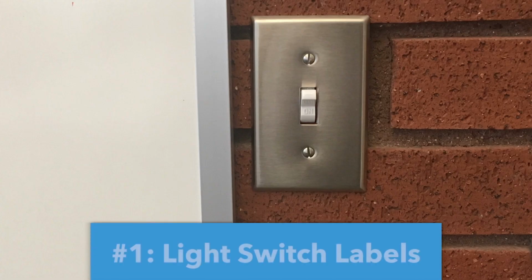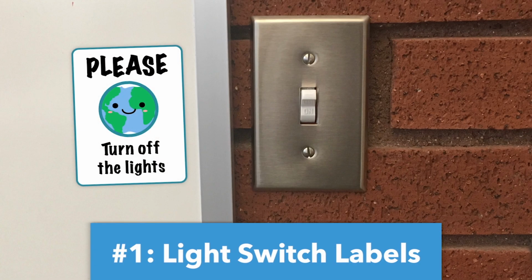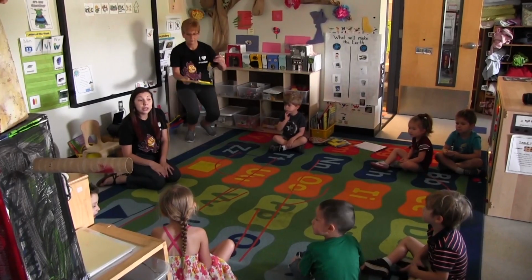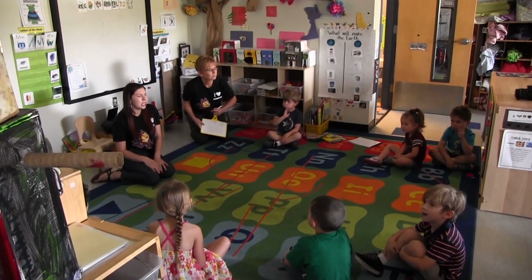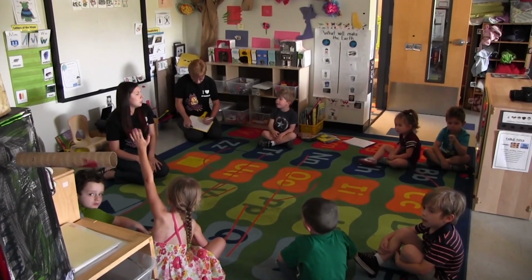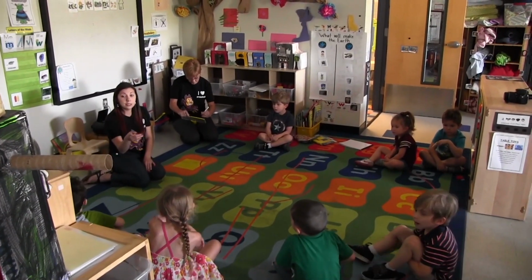It could be as simple as placing a sign by the light switch, reminding students to turn off the lights if no one's in the room. Have a brief conversation at the beginning of the year about why it's important to turn off the lights when they're not needed in order to conserve energy.